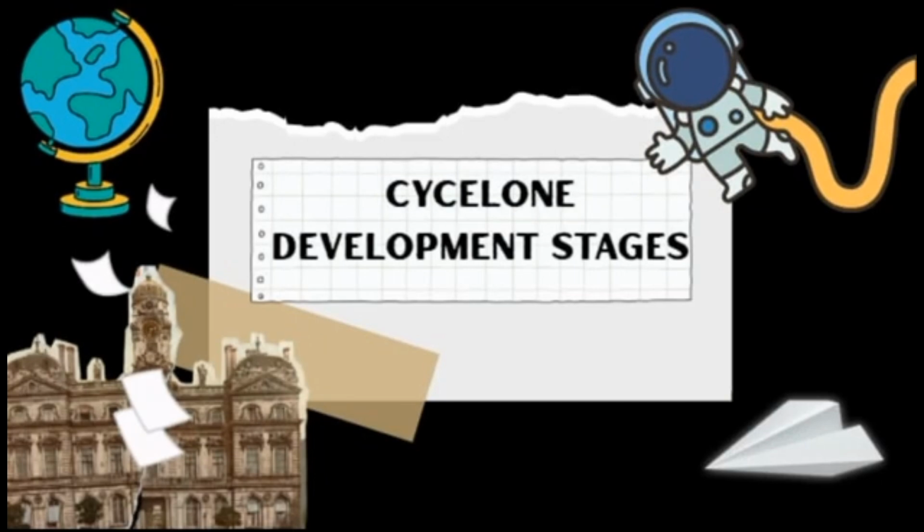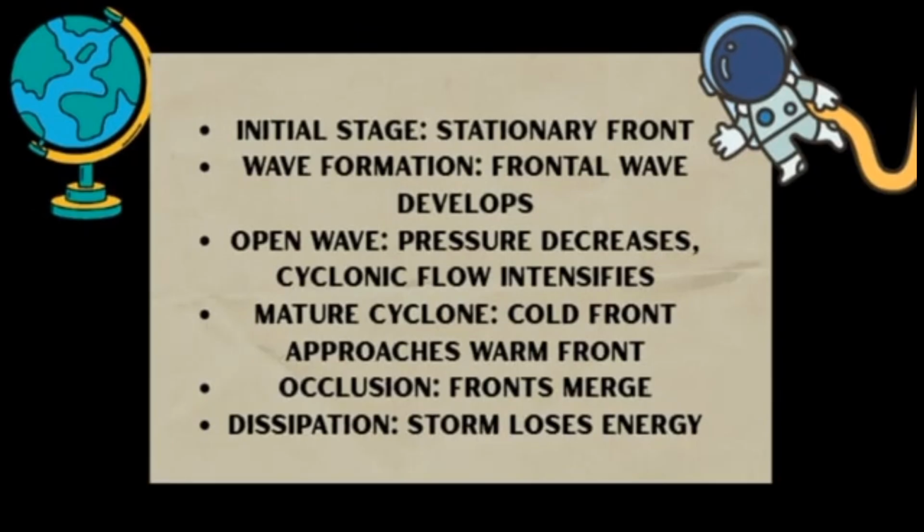Now we have the cyclone development stages. Sorry for the typographical error on the slide. We actually summarize it all. The initial stage is the stationary front, and then we have wave formation, where the frontal wave develops, the open wave, where pressure decreases and the cyclonic flow intensifies, and then the mature cyclone, where the cold front approaches the warm front, and then the occlusion, where the fronts merge, and then dissipation, where the storm loses energy. I've already explained it earlier.